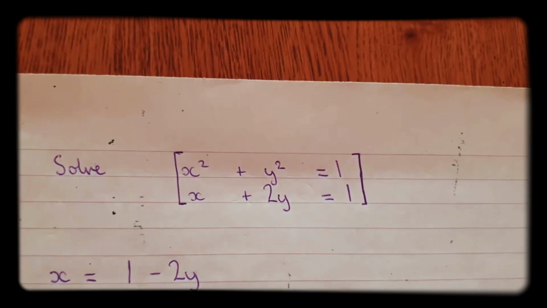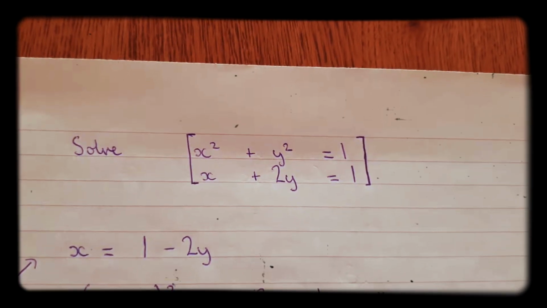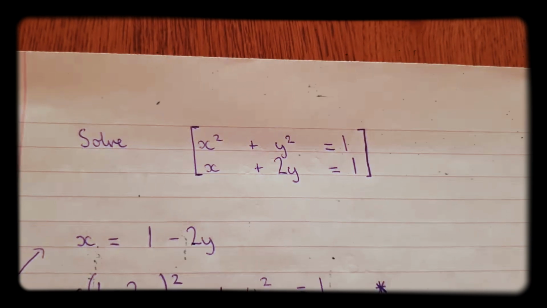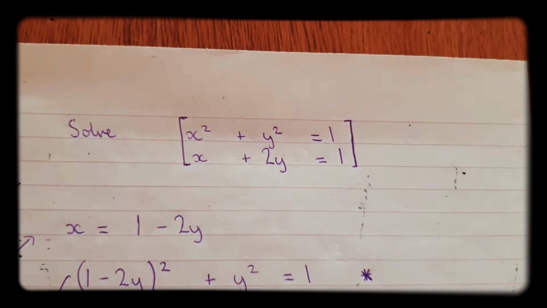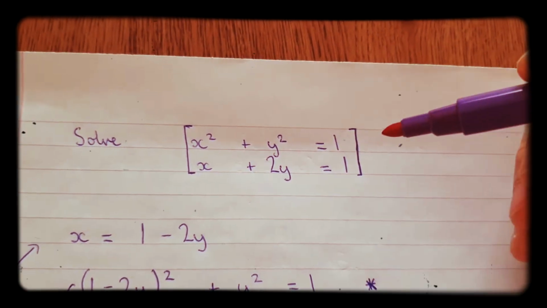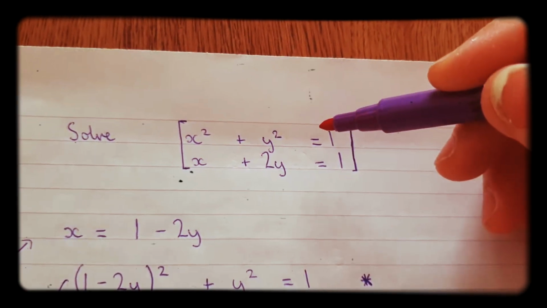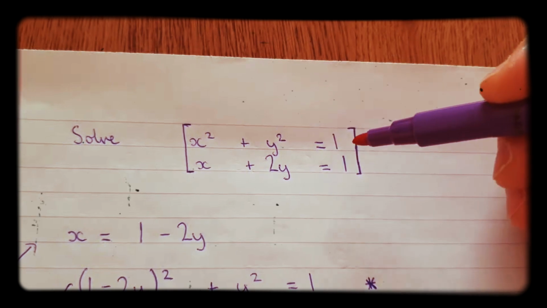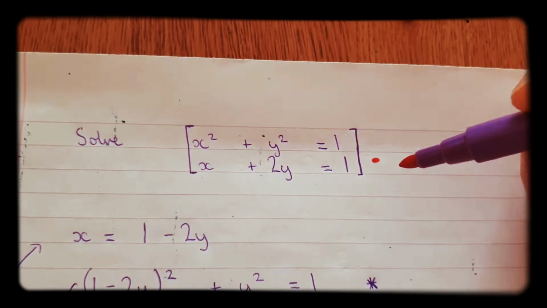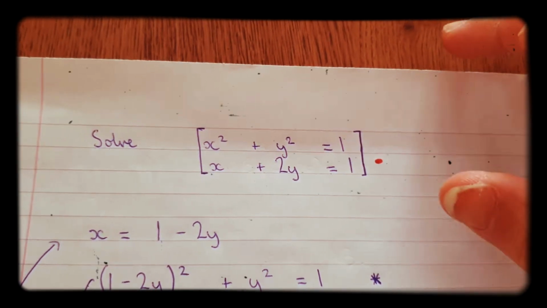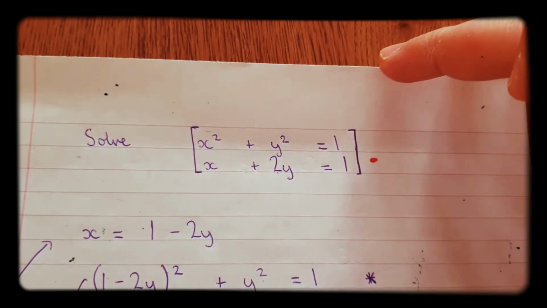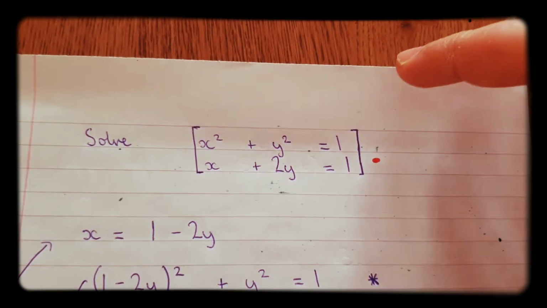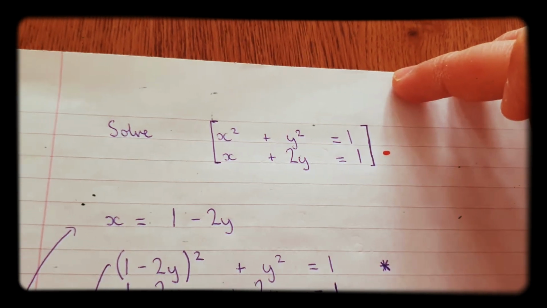In this video, we're going to be looking at a question where we need to do simultaneous equations using the substitution method. So we have this question here, x squared plus y squared equals 1, and then x plus 2y equals 1. Okay, we cannot use the normal method of elimination for this simultaneous equations question. So we use this thing called substitution.